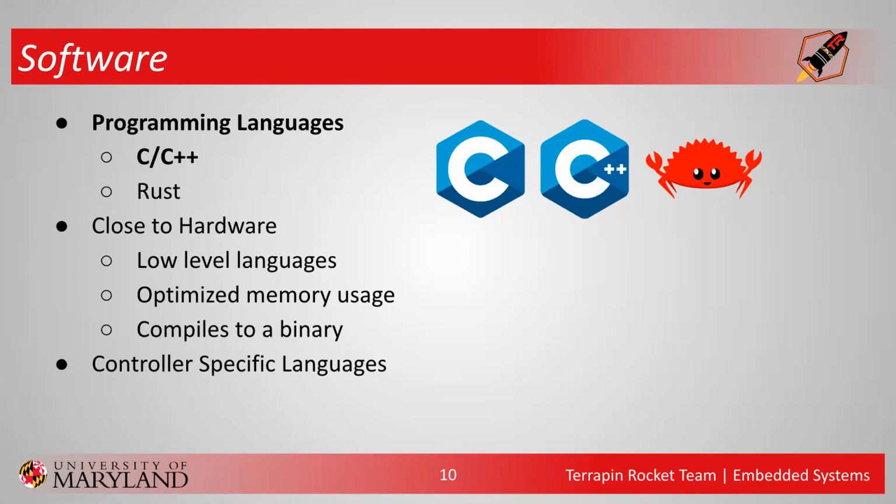If any of you have taken CMSC 216, you know how annoying it was to allocate memory, but when done right, it allows us to be highly efficient. Another advantage a language like C gives us over something like Python is that Python's an interpreted language, but C compiles directly to machine code, which we can then just upload onto an embedded system and run. And we also have a few controller-specific languages, like one for Arduinos.